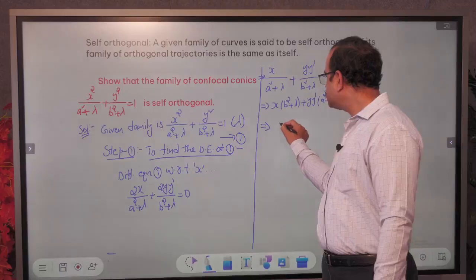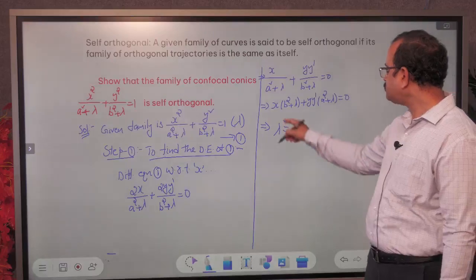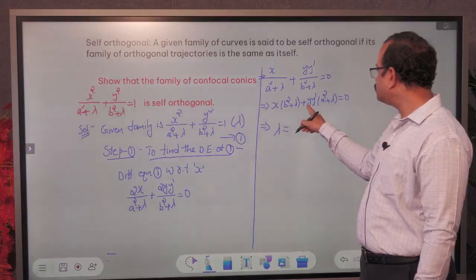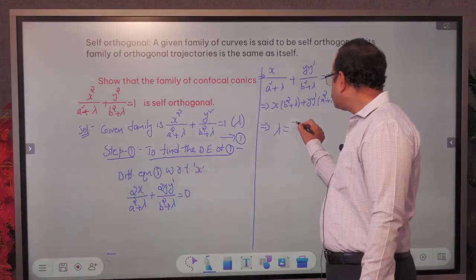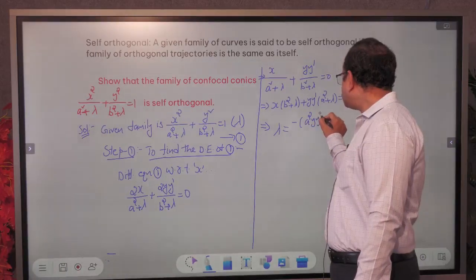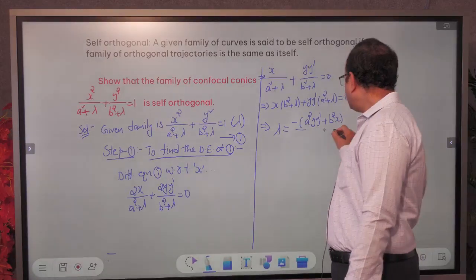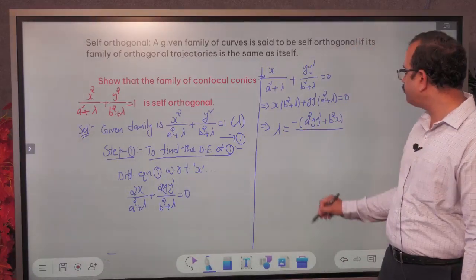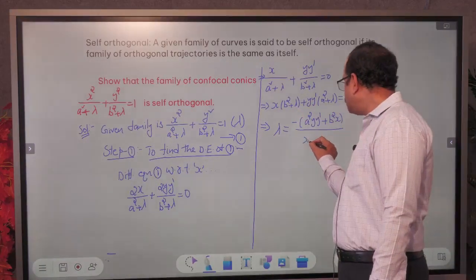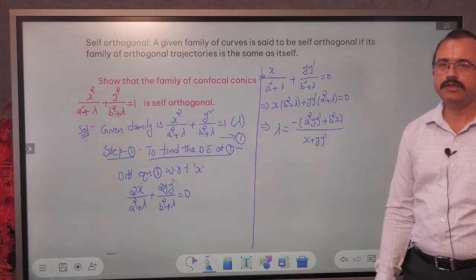Now we have to find the value of lambda. The terms b square x and a square y dash go to the right side. So lambda is equal to minus of a square y dash plus b square x, divided by the coefficient of lambda. If you take lambda as common, x plus y dash comes in the denominator. So this is the value of lambda.